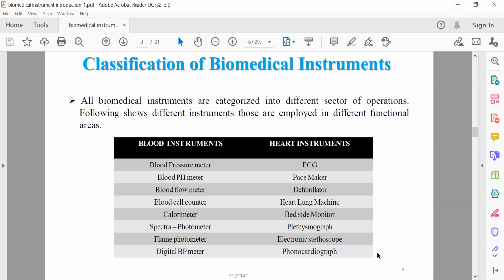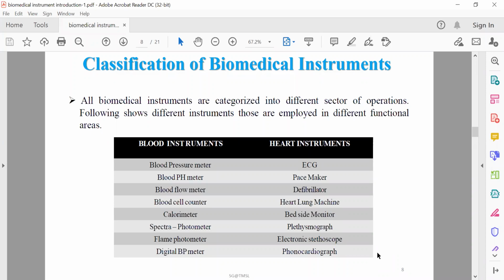So here the classification of biomedical instruments has been given. Different biomedical instruments are there. The blood related instruments are the blood pressure meter, blood pH meter, blood flow meter, blood cell counter, calorimeter, spectrophotometer, flame photometer, and digital blood pressure meter. All these are related to blood measurements. That's why these are called blood instruments.